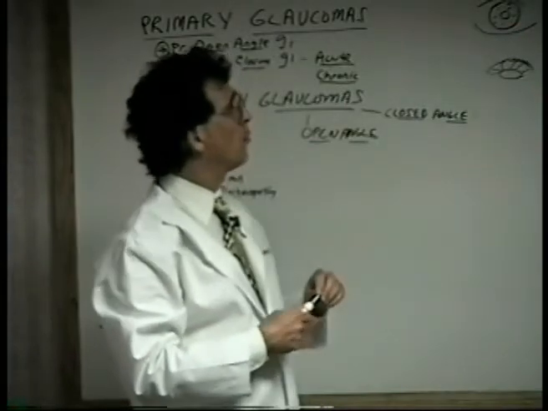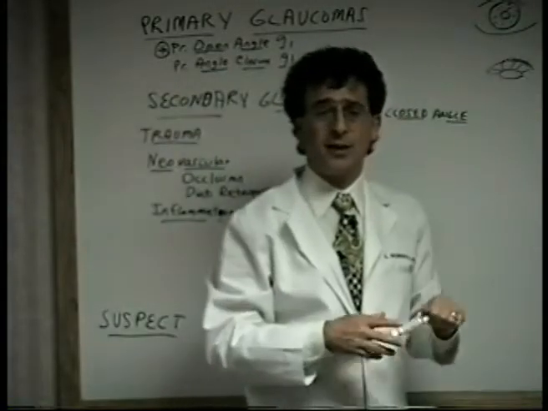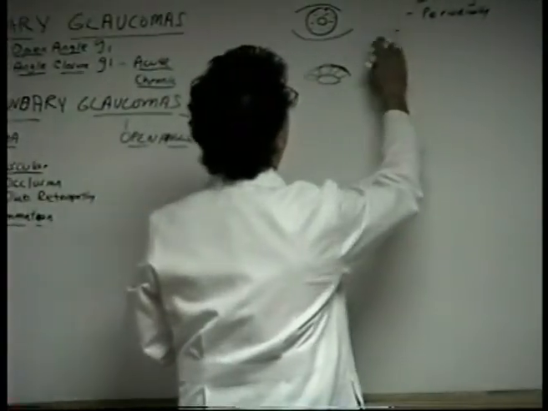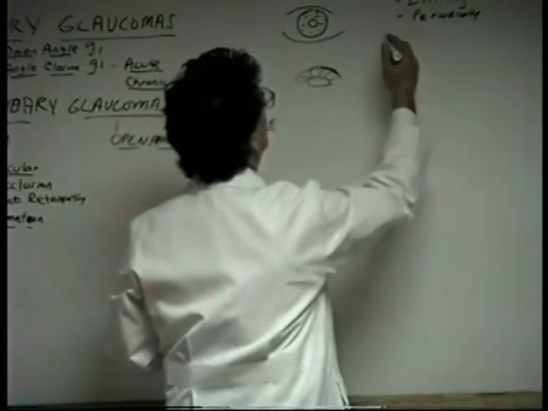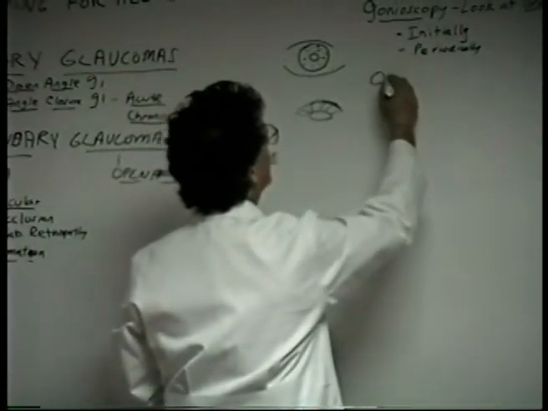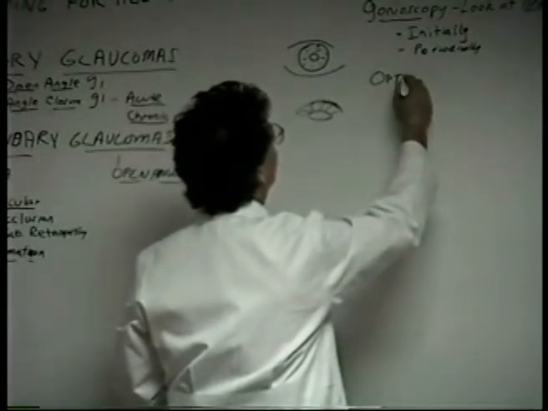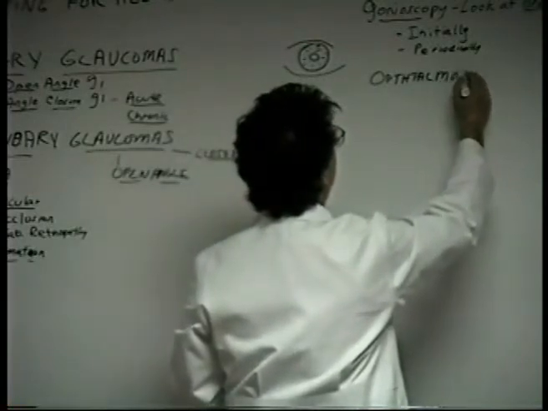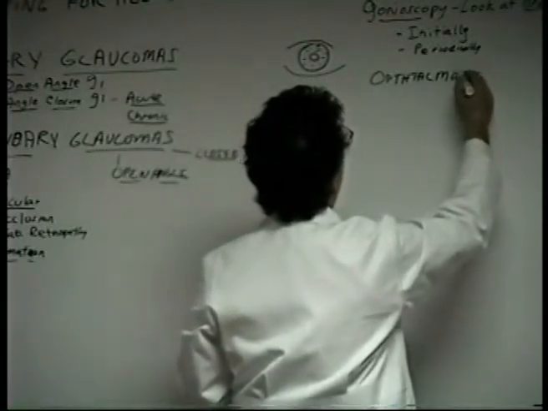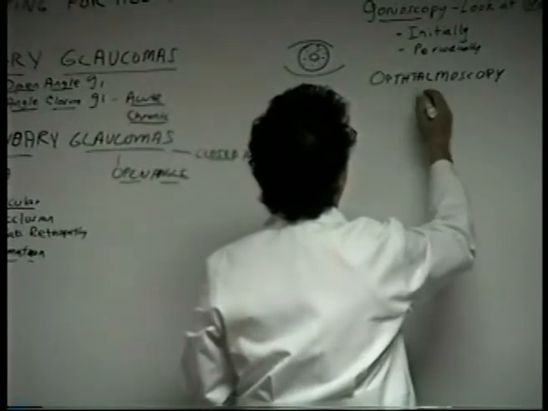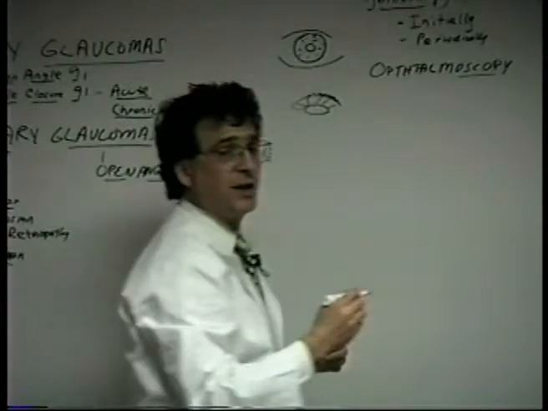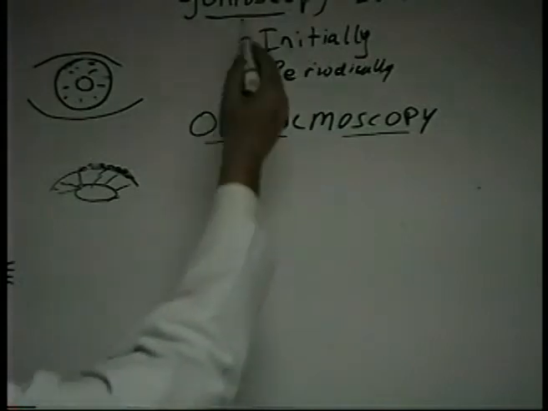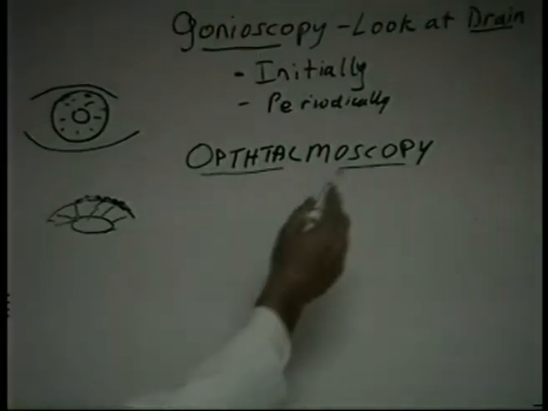What I want to talk about next is the next piece of testing, which is looking at the optic nerve. That's why I wanted to bring that up, because the optic nerve is the site of the disease. The testing we're going to do is ophthalmoscopy, which means look in the eye. Ophthal is eye, and there's a scope in it. It's looking in. Ophthal is eye, not such hard words really.